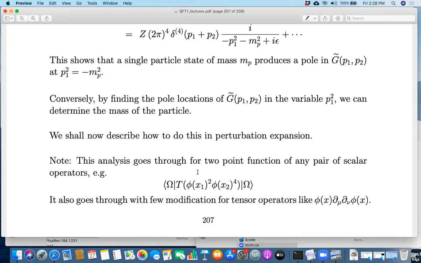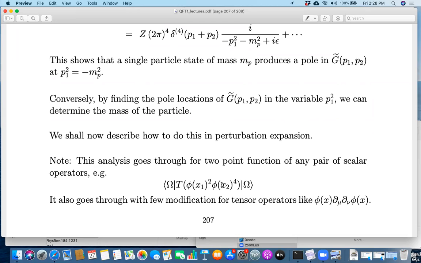So phi is nothing special here. I am using phi because that's what you have learned how to calculate in perturbation theory. But you have in fact also learned how to calculate this in perturbation theory. So you could look for single particle states in this matrix element as well. And this is important because in many cases we really have to do this.